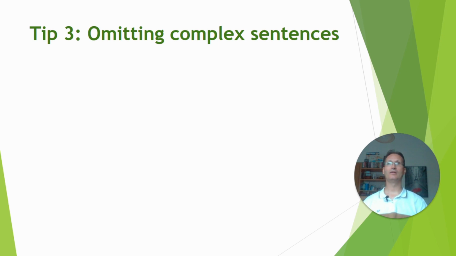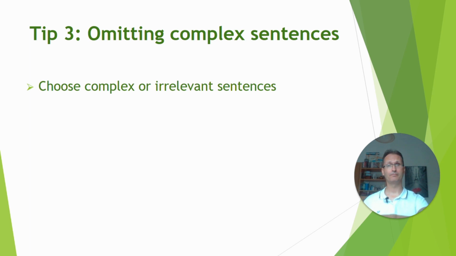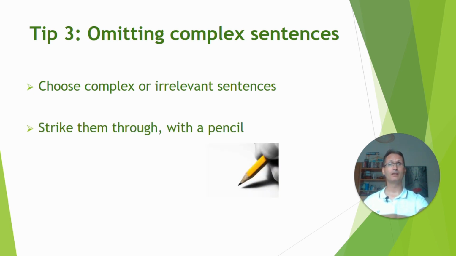And now let's go to the third recommendation, which is omitting complex sentences. This is quite similar to the previous point. So the process is the following. You read the text, you choose complex or irrelevant sentences, you strike them through, so you make them almost invisible. Almost, because maybe you will need them later, so please do it with a pencil. Please do it so that it could be restorable.